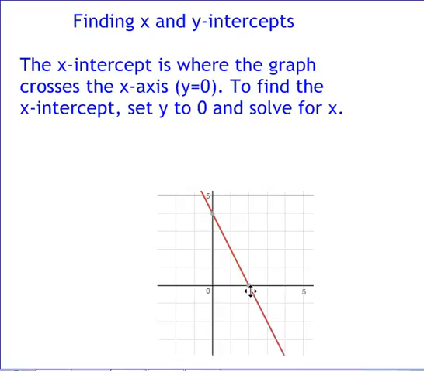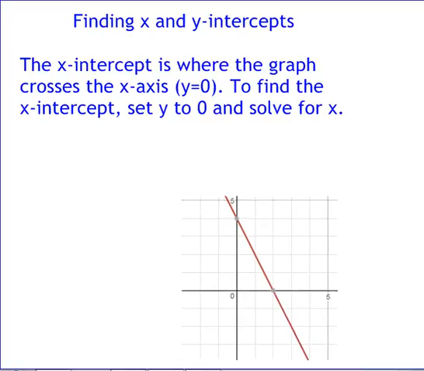Notice that at the x intercept, the y value is equal to 0. We've moved left or right, but we haven't moved up or down. This helps us find the x-intercept algebraically by substituting 0 in for y into the equation of the relation. We'll do an example shortly.